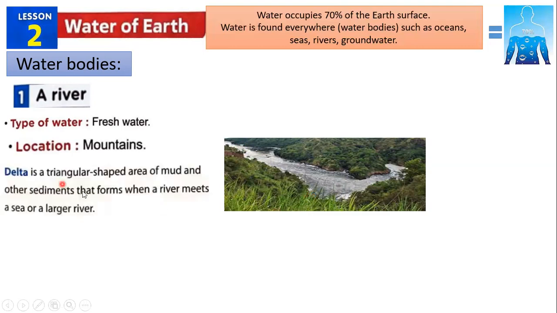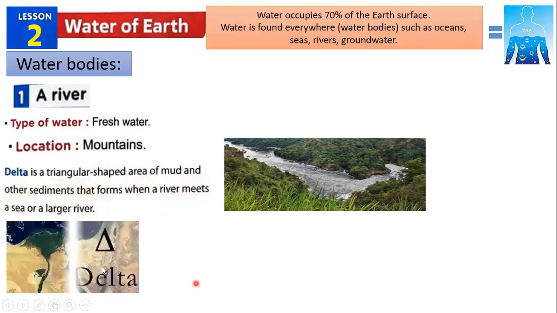So delta. What is delta? Look at this first. This is a Greek letter. It's called delta. ده حرف يوناني اسمه delta. What is this? This is the delta of Egypt. So you see, this letter is triangular, and this area of land is triangular. That's why we call it delta.